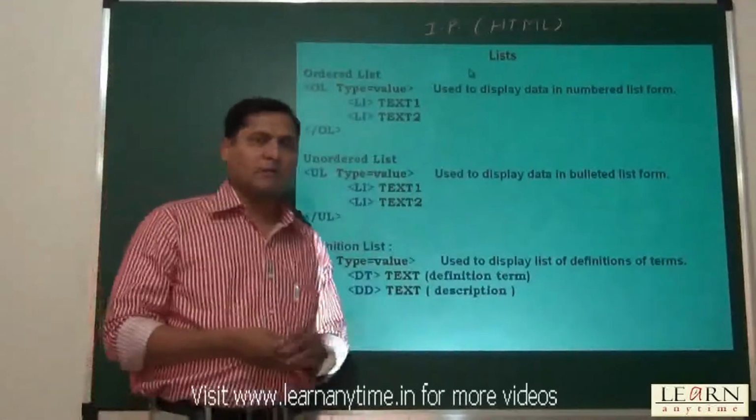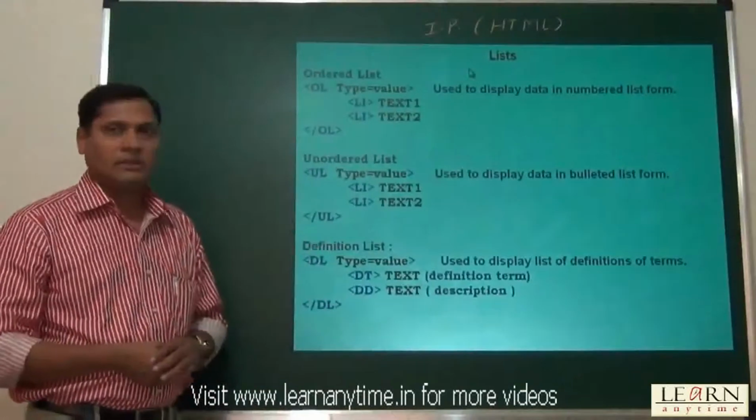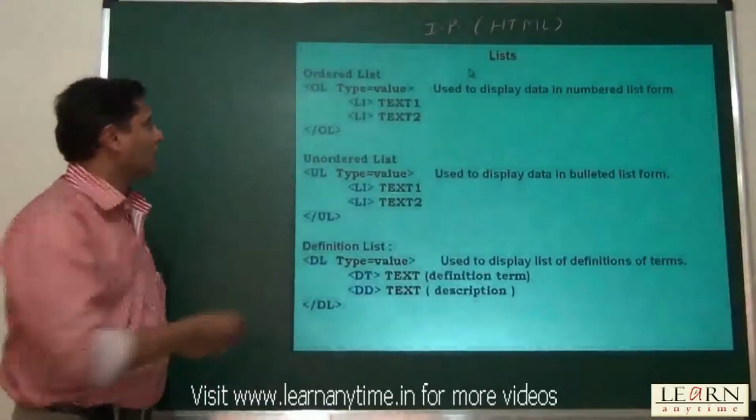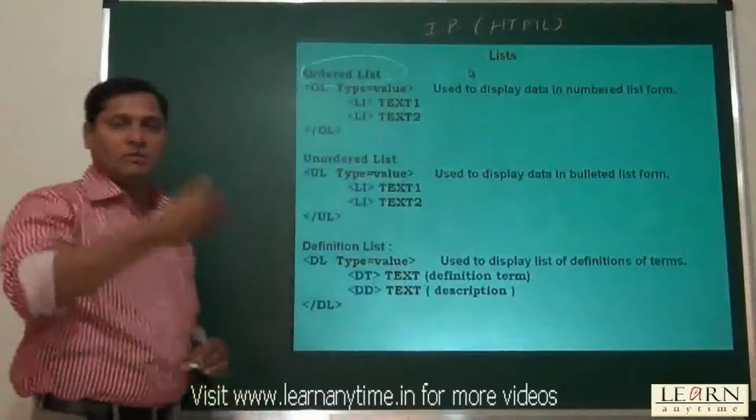So that is how we can make the list here also. We can have some topics shown with a list, with bullets or numbers. Now there are two kinds of lists. One is called an ordered list, in which the list will be shown with numbers.